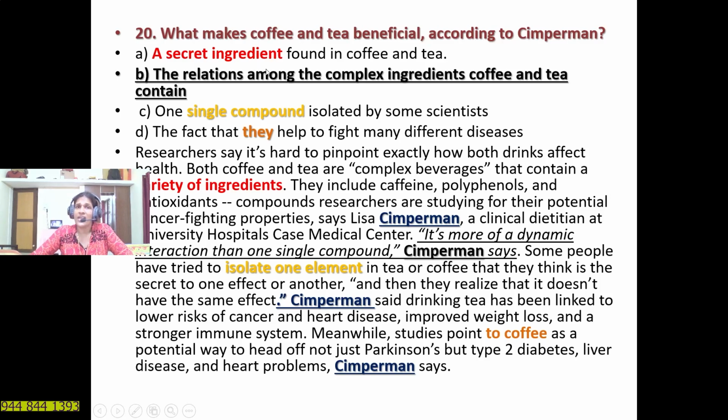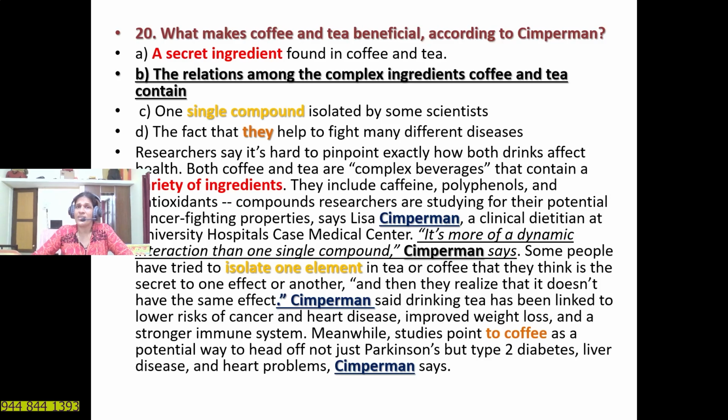A secret ingredient found in coffee and tea. Researchers say it's hard to pinpoint exactly how both drinks affect health. Both coffee and tea are complex beverages that contain a variety of ingredients. So they don't talk about a secret ingredient, but they say there is a variety of ingredients there.